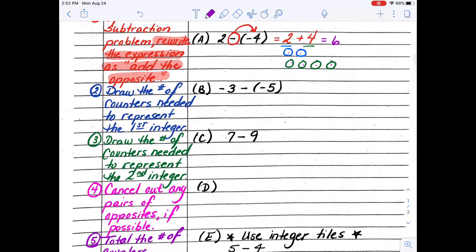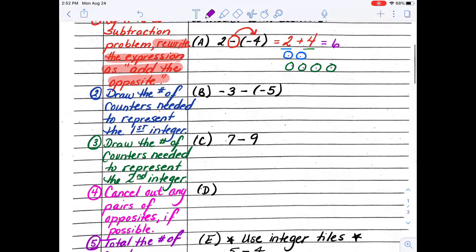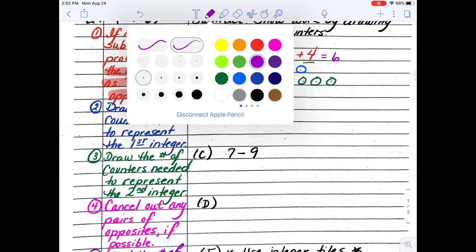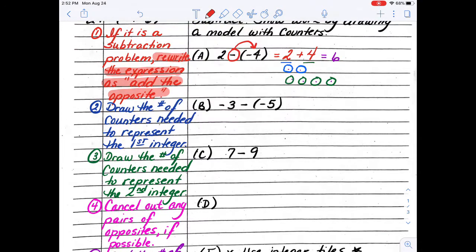So 2 minus negative 4 is actually the same as 2 plus 4. And again, I know you know what 2 plus 4 is, but again, we're modeling. You're proving it to me, not just giving me answers. So let's go back and do B. Again, I do see a subtraction problem, so I want you to change this to add the opposite.